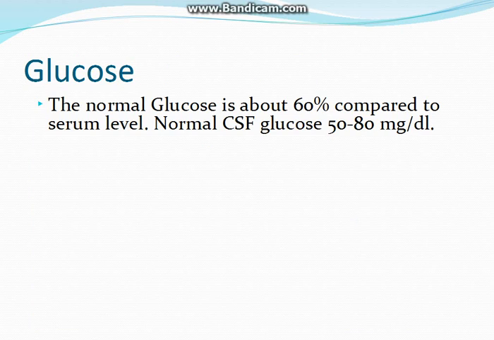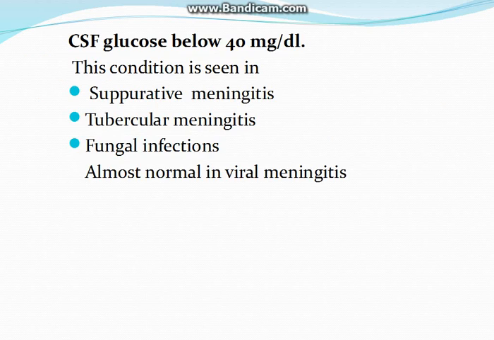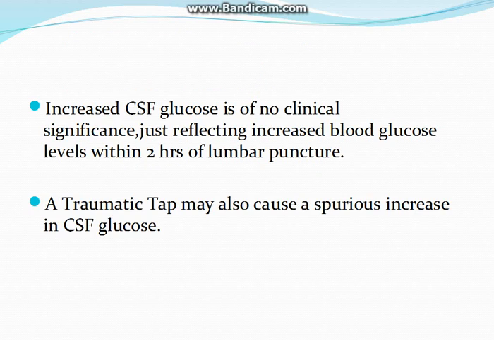Now, going to the biochemical examination, we should know that the normal glucose level in CSF is 60% of the serum level, and the normal CSF glucose value is around 50 to 80 mg per deciliter. CSF glucose below 40 mg per deciliter is seen in meningitis, suppurative, tubercular, and fungal, and it is normal in viral meningitis. Increased CSF glucose has no significance. It just indicates that the blood glucose level was increased prior to the lumbar puncture or there was a traumatic tap.